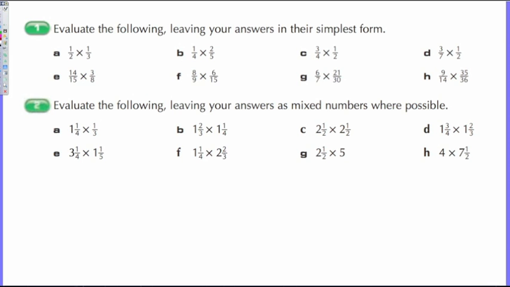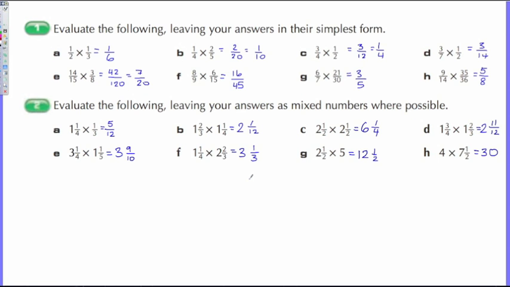Okay, so you're going to do the same thing with these ones. You're going to evaluate the following, leaving your answers in their simplest form. And for question 2, we've got a mixed number, which you need to convert into a top-heavy fraction so we can easily multiply it through. Okay, so press play when you're ready for the answers. Okay, so here are the answers.